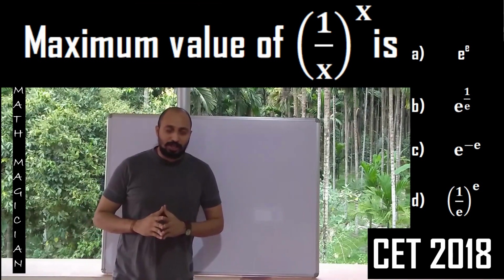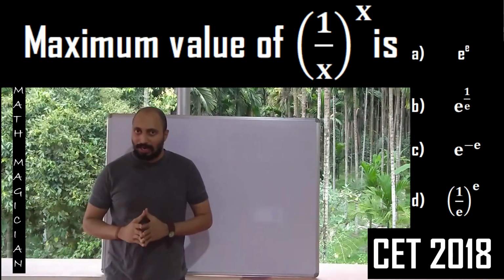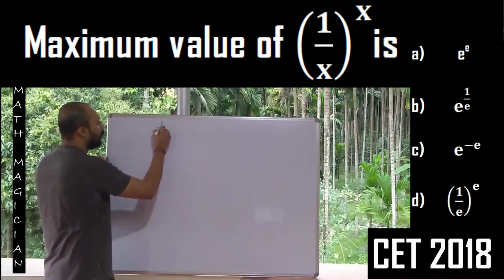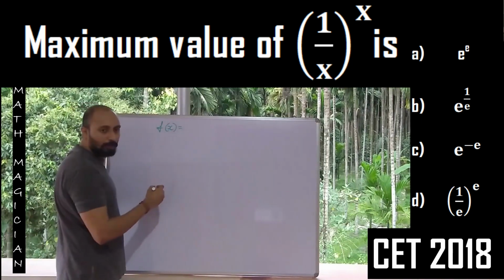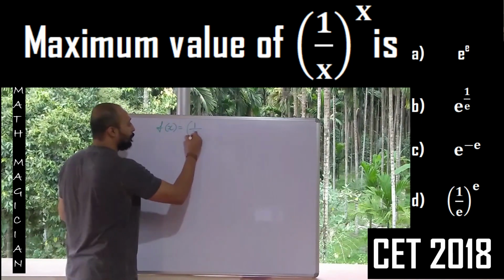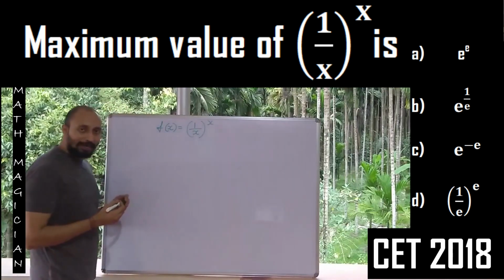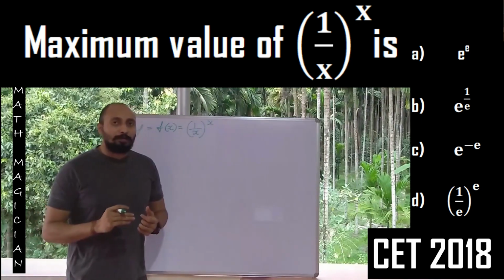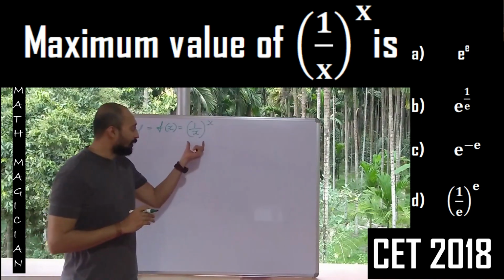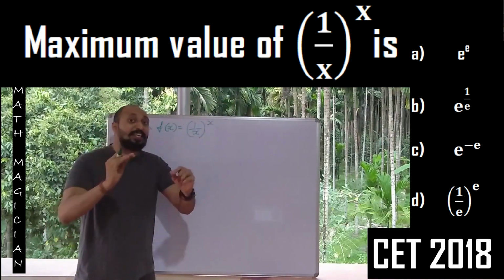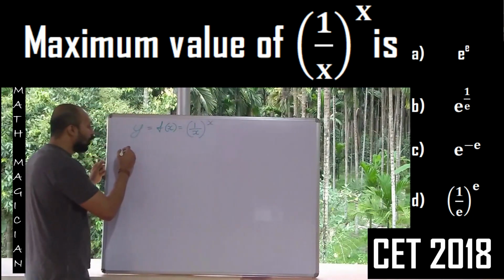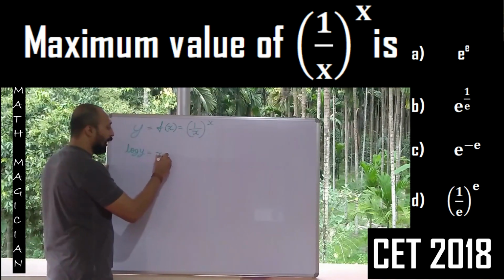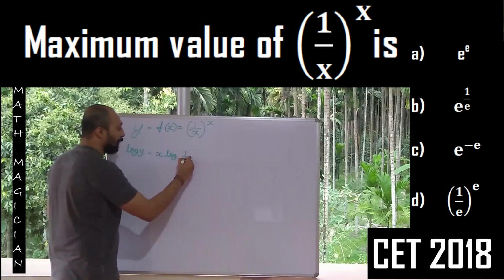The third and final question on 2018 is on maxima and minima. So they are asking, find the maximum value of f of x is equal to (1 by x) to the power of x. Now you need to understand, this is a variable to the power of a variable. Please go through my video on differentiation. I have said when a variable gets a variable, we need to use the logarithm method. So when I put log on both sides, it will be log y is equal to x log 1 by x.